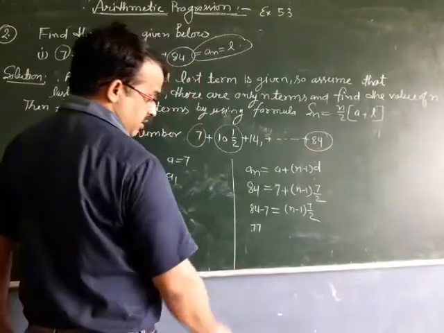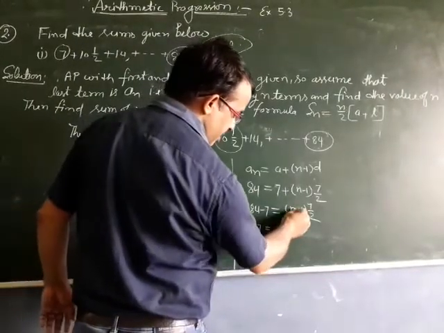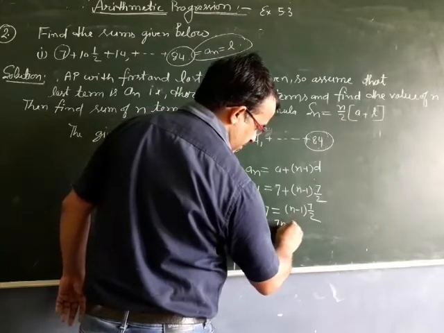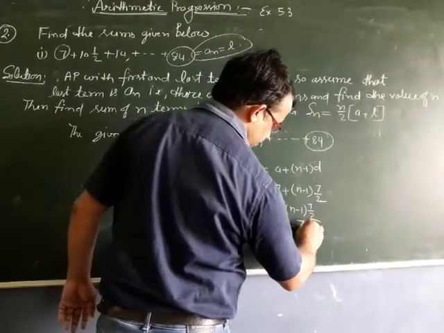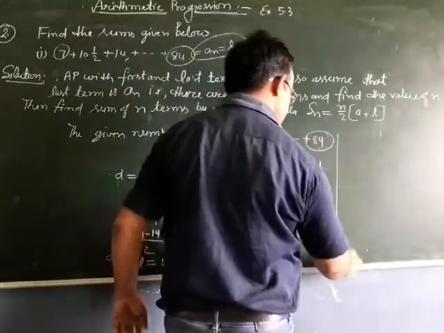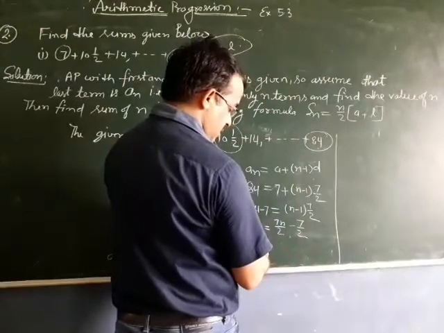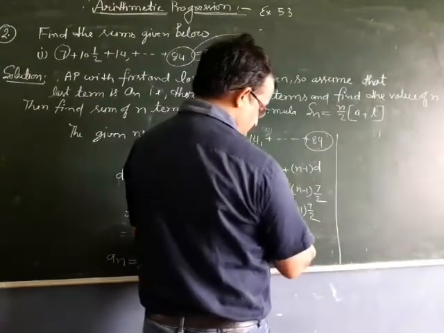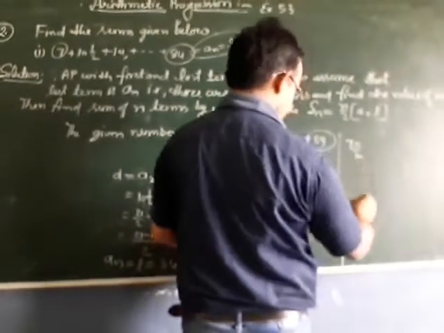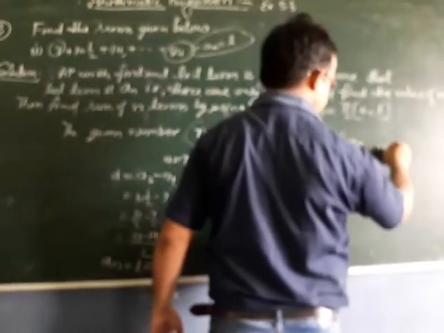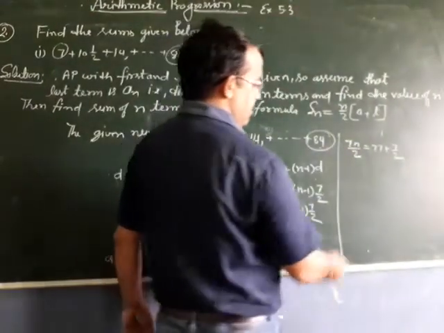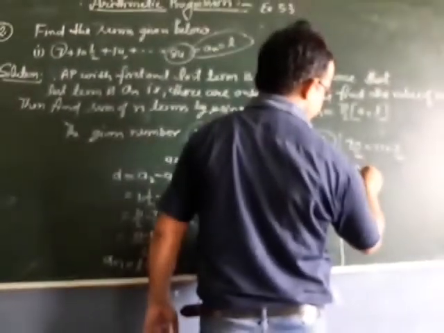77 is equal to 7n by 2 minus 7 by 2. Now we find here 7. This one goes to that side. 7n by 2 is equal to 77 plus 7 by 2. Clear?